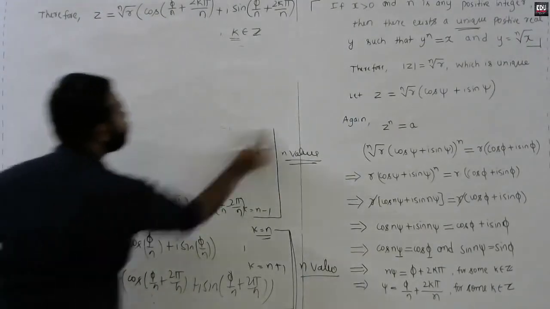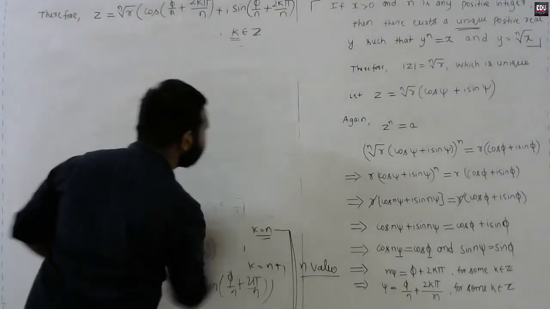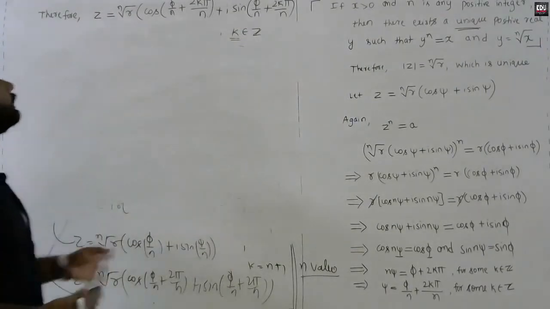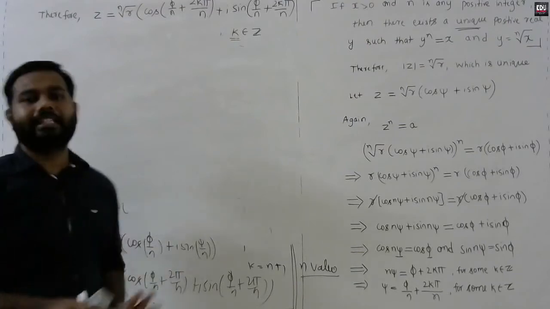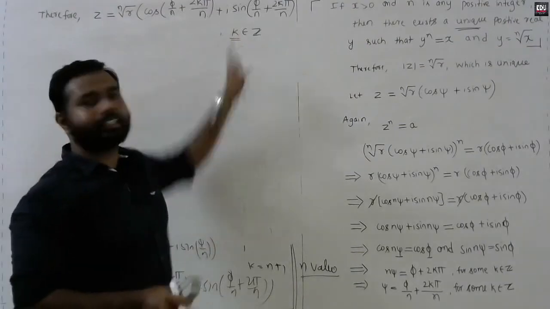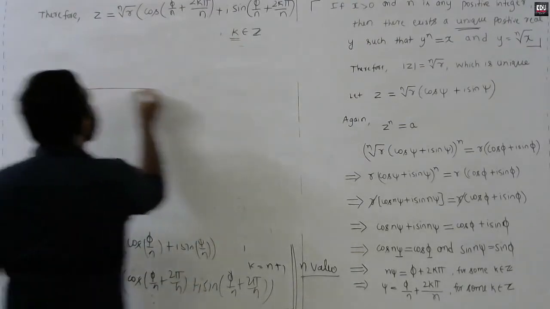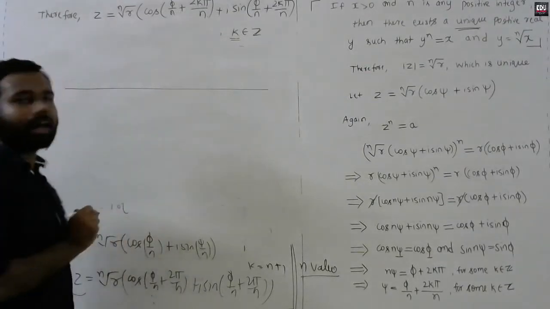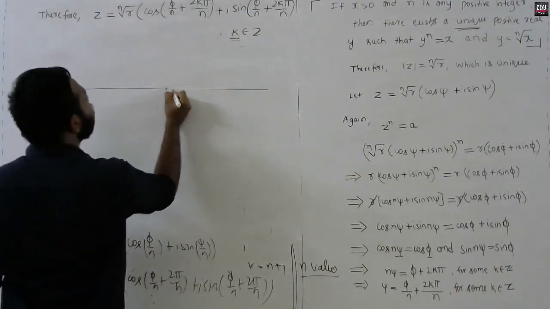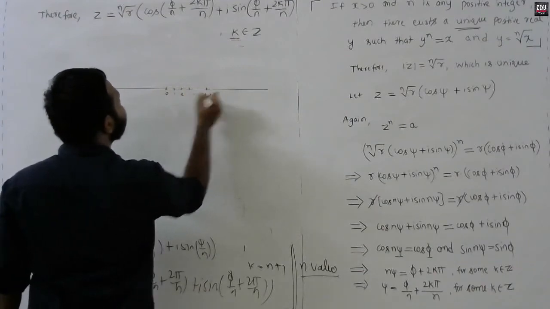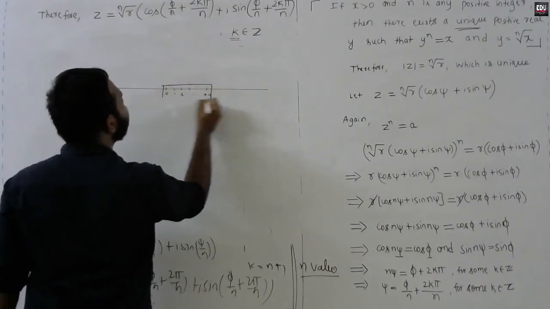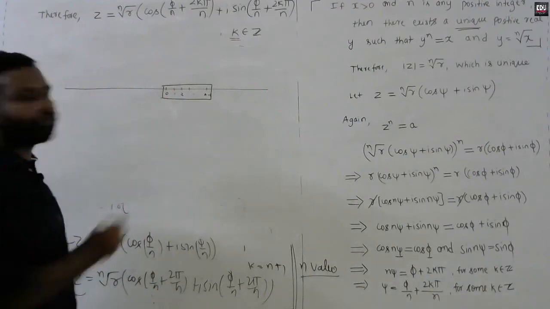So what are those? You can consider getting the distinct values of z. It is enough to consider any set of consecutive n values for k. That means, on the number line you can mark like this: 0, 1, 2, so on up to n minus 1. This is one set of consecutive n values for k.